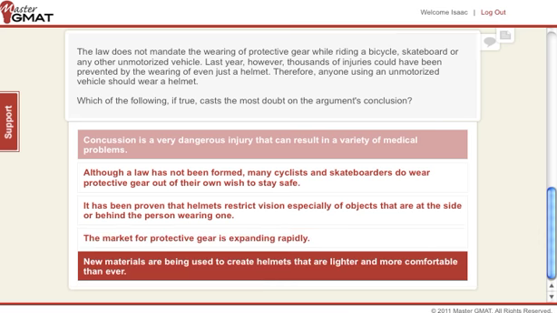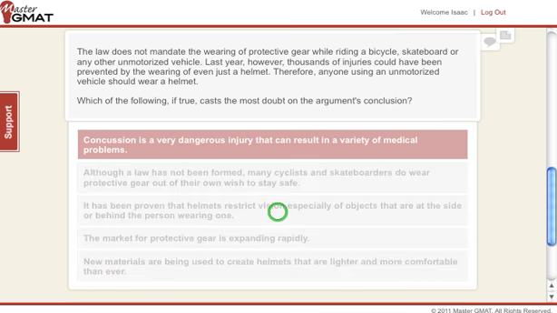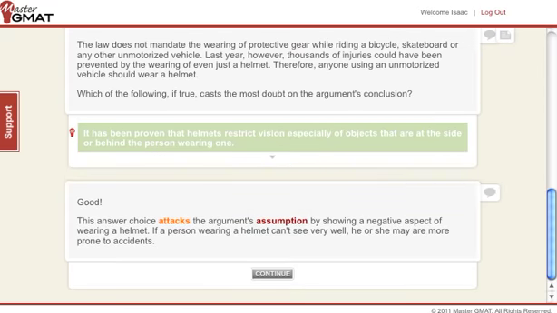And E is actually similar to A. It says new materials are being used to create helmets that are lighter and more comfortable than ever. This is just way too positive on the side of helmets. Remember, we're looking for something that attacks that conclusion or underlying assumption. So in this case, C is the only one that seems to do that, and indeed it is.